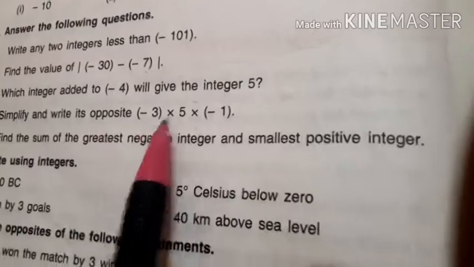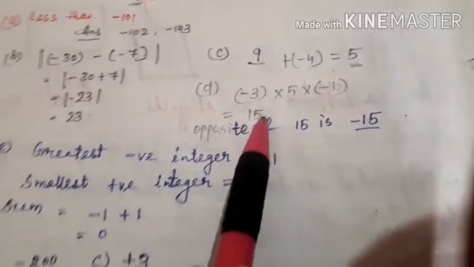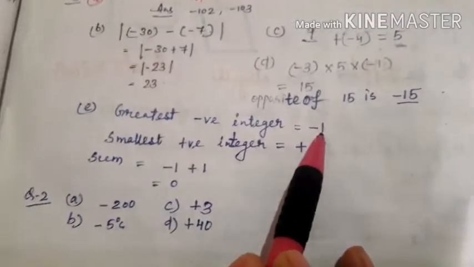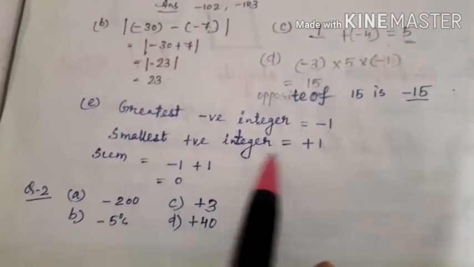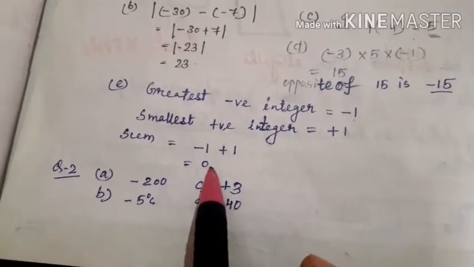D. Simplify and write its opposite. Simplify minus 3 into 5 into minus 1. Minus minus is plus, 3 fives are 15. What is its opposite? Opposite of 15 is minus 15. Then E. Find the sum of the greatest negative integer and smallest positive integer. You know, greatest negative integer is minus 1 and smallest positive integer is plus 1. The sum is minus 1 plus 1 is equal to 0.